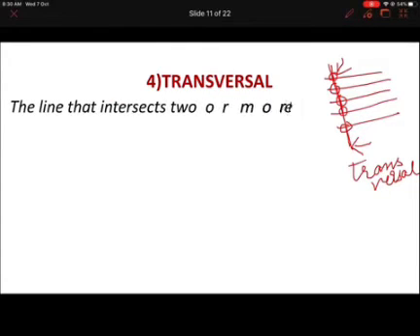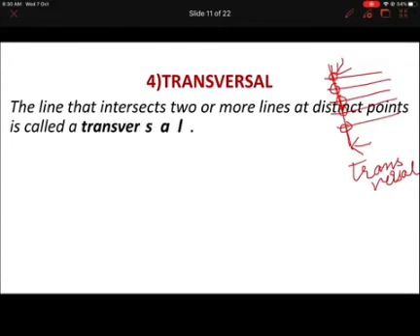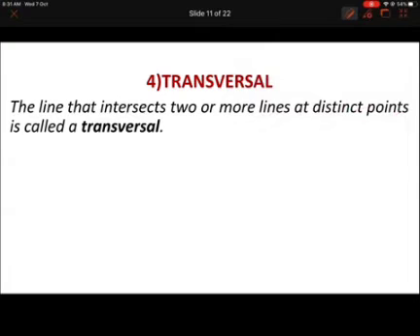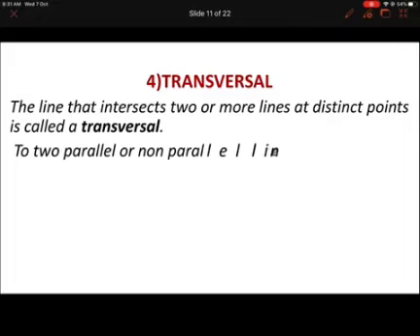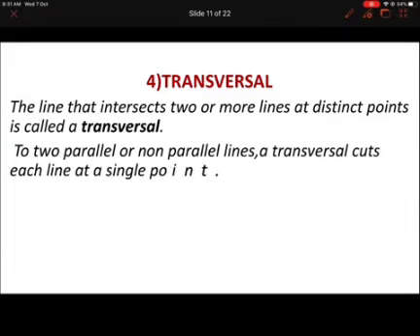Let's see how to define it. The line that intersects two or more lines at distinct points. What do you mean by distinct points? It means specific, clear points. Such lines are called transversal lines. To two parallel or non-parallel lines, a transversal cuts each line at a single point only. That's what I showed you just now.